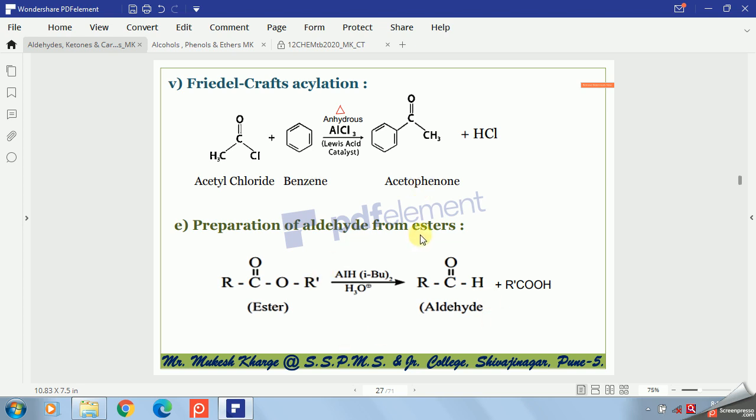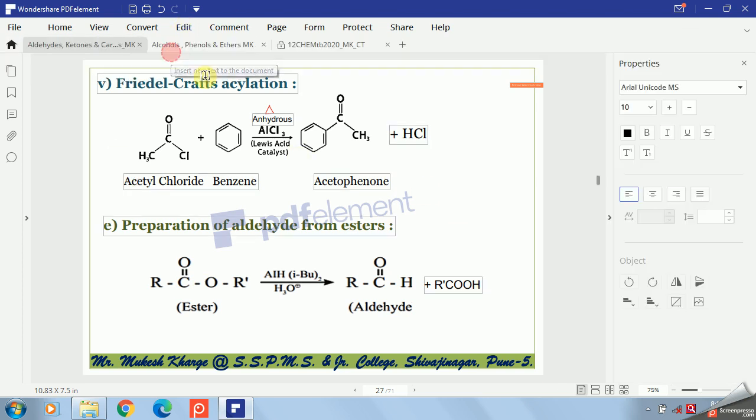And preparation of aldehyde from ester. When ester reacts with diisobutyl aluminum hydride, DIBAL-H, simply break the bond between C double bond O OR, that is the C-O bond, and write down hydrogen to this carbon and convert this into CHO. Sorry, here the byproduct is R alcohol, ethyl alcohol, not the acid.